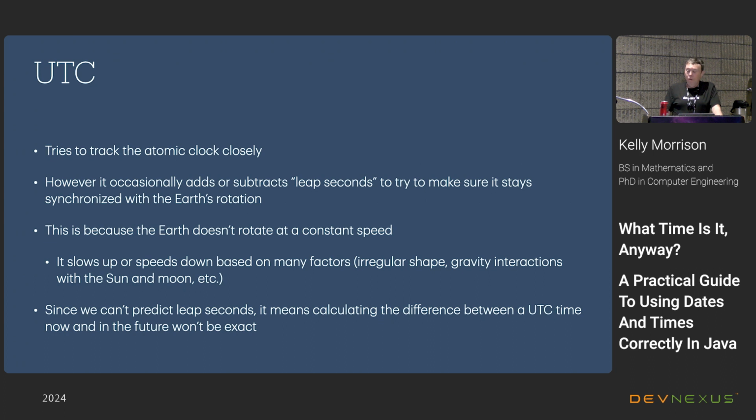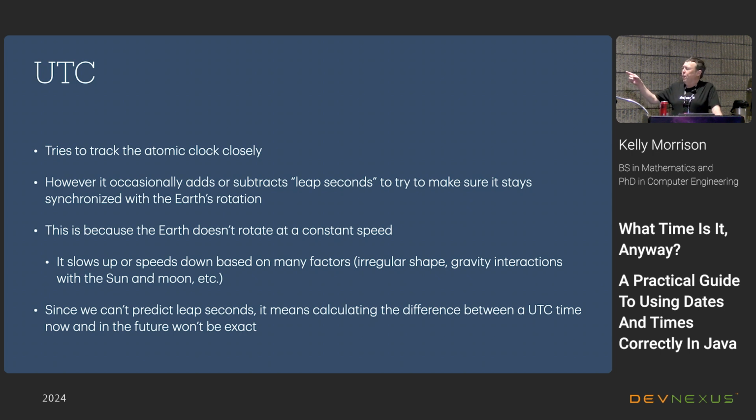So, like I said, UTC tries to track the atomic clock closely, but the Earth wobbles a little bit, so they have to keep adjusting it. And there are different ways of handling it. If you look at how Java does it, when they add a leap second, they don't just dump it at the end of the day. They kind of distribute it throughout the afternoon. It's interesting. Or at least that's what they say they do in the documentation. Under the hood, who knows?